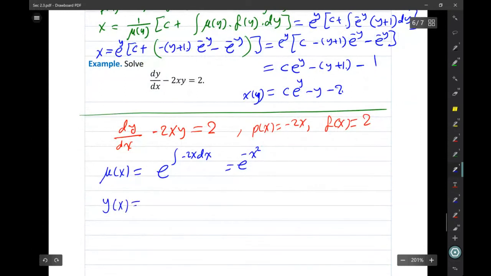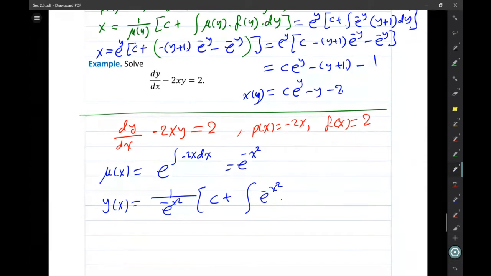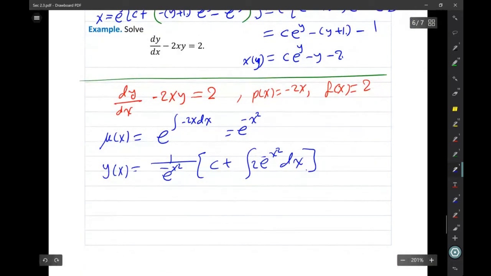Now the solution y of x is 1 by e to the power minus x squared times c plus integral mu, which is e to the power minus x squared, times 2x dx. Okay, now can we integrate e to the power minus x squared? Of course, this becomes e to the power x squared times c plus 2 times integral e to the power minus x squared dx.